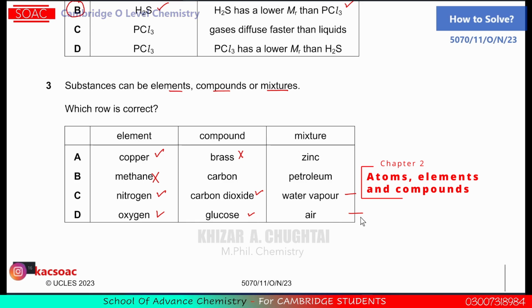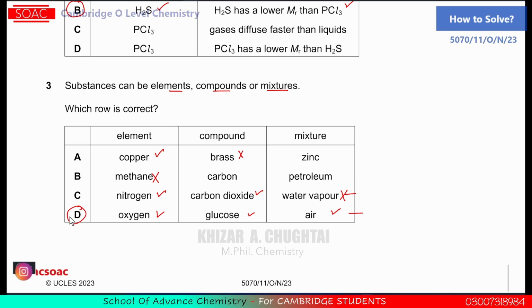Either C or D may be the correct option. So which one is a mixture? Water vapors are not a mixture. Yes, air is a mixture of different gases like nitrogen, oxygen, argon, and so on. So D is the correct option.